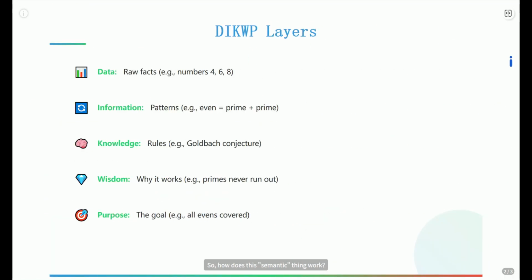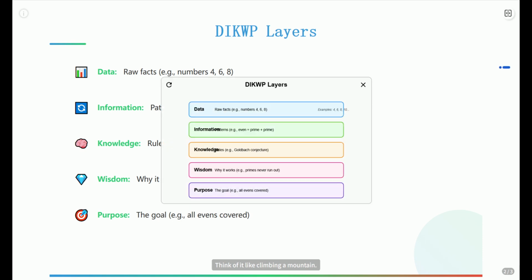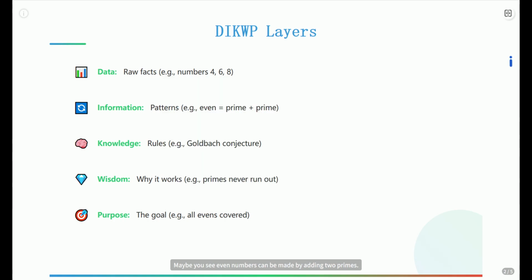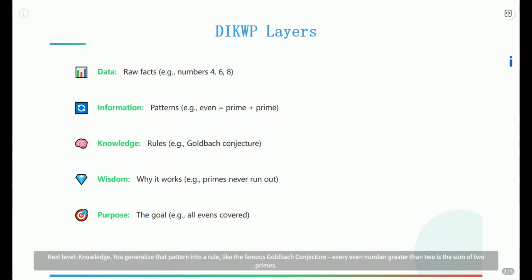So, how does this semantic thing work? Think of it like climbing a mountain. First, you have raw data, just numbers, facts, like 4, 6, 8. Then, you find patterns in that data. That's information. Maybe you see even numbers can be made by adding two primes. Next level, knowledge. You generalize that pattern into a rule, like the famous Goldbach conjecture. Every even number greater than 2 is the sum of two primes.